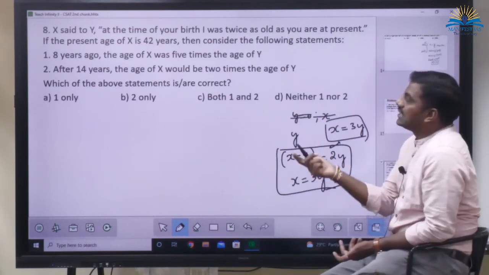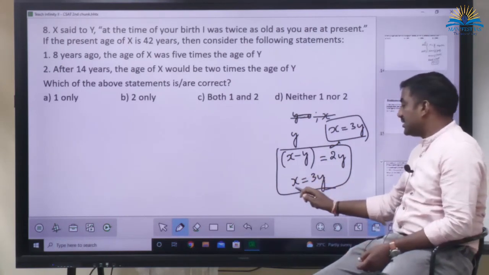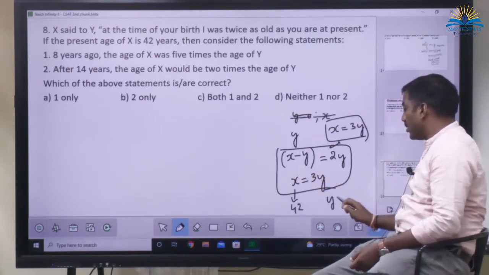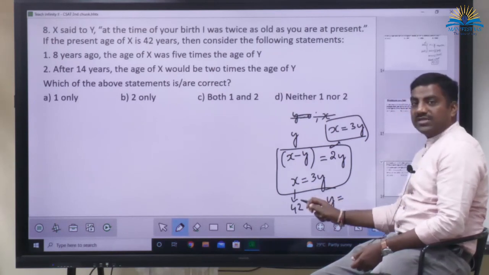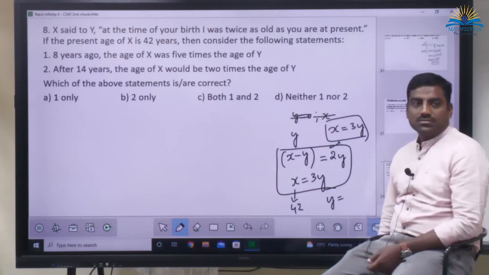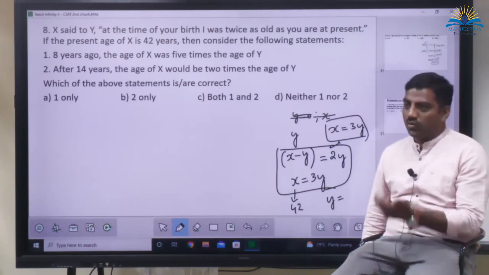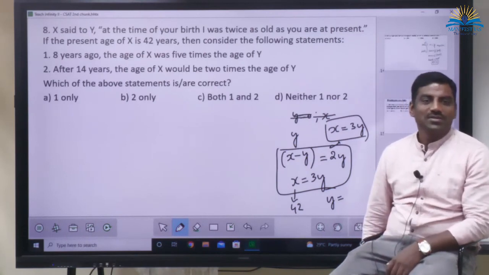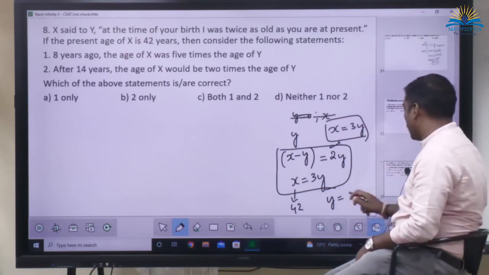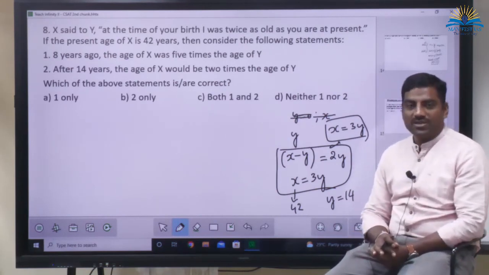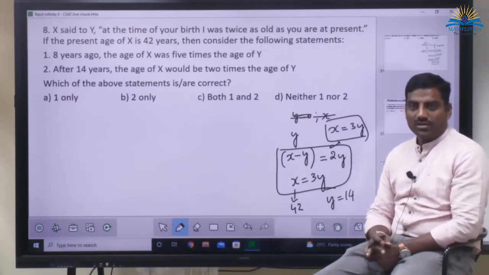Now consider the following statements. If the present age of X is 42, Y will be? If X is 42, Y will be? I know you don't know the tables of 14 also, 16 also. Y is equal to 14. 42 divided by 3 is 14.